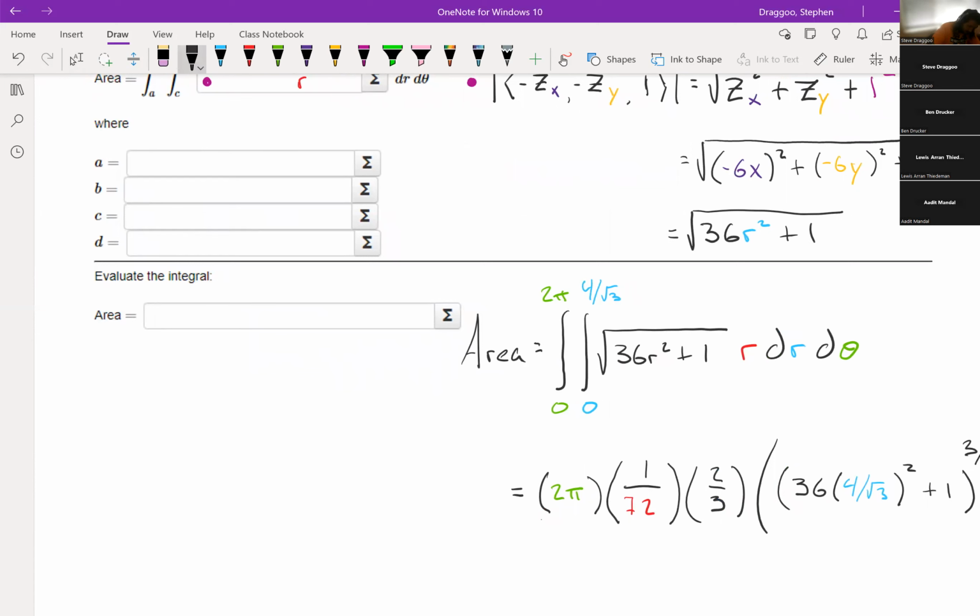One of the things I didn't write down over here, dA was r dr d theta. One of the important things that we need to remember from back when we did integration in polar coordinates, changing our integration token into polar.